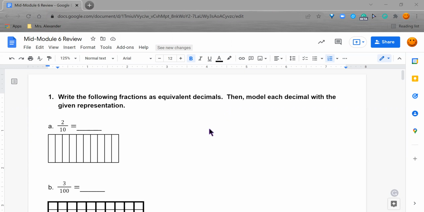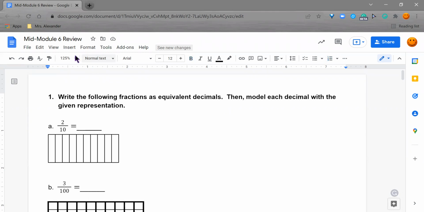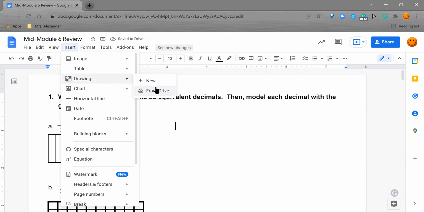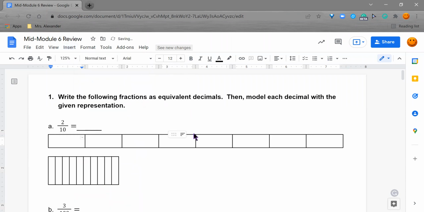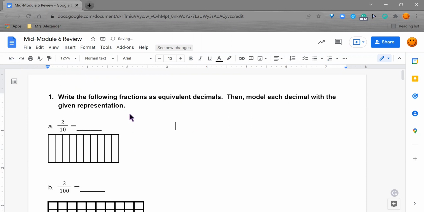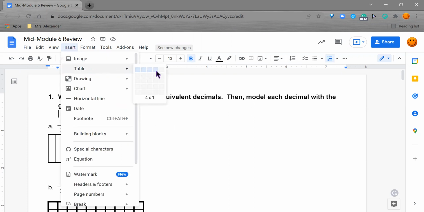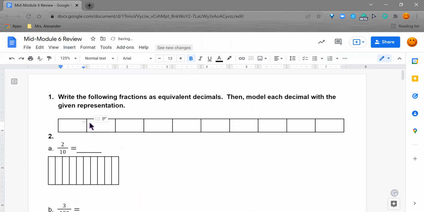So the first thing I see is I'm dealing with tenths and hundredths. To make sure I remember the tenths and hundredths, I'm going to quickly insert a drawing tool, or I can insert a table. Either way works, just so that I can remember. I put it in the wrong spot. I want to put it right there. I'm going to actually insert a table because I know it doesn't have to be perfect.